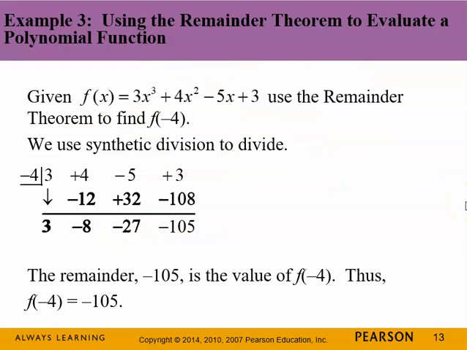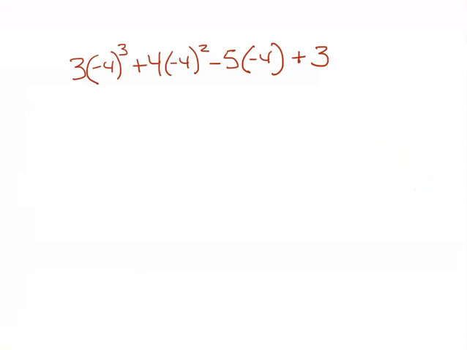There's our 105. Now we did this again as using the remainder theorem to evaluate a polynomial function. I'm keeping this same function here, but now I'm using that -4, substituting for an x, and going to the whiteboard, and let's check that out.